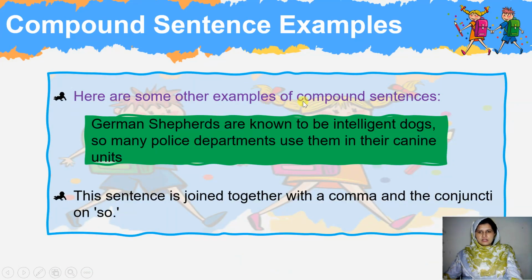Here are some other examples of compound sentences. German shepherds are known to be intelligent dogs. So now this is one independent clause, where German shepherds is the subject and are known to be intelligent dogs is the predicate, and there is a complete thought as well. This is joined with so. Many police departments use them in their units. Now this is another independent clause. So two independent clauses are joined together with a comma and the conjunction.